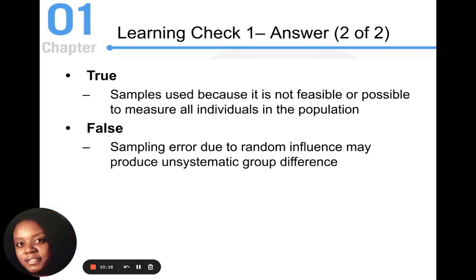So for the first one, it is true. A sample is used because it's not feasible or possible to measure every single person in a population. So most research does study data from a sample. And for the second example, it is false. A sampling error due to random influence may produce unsystematic group difference.